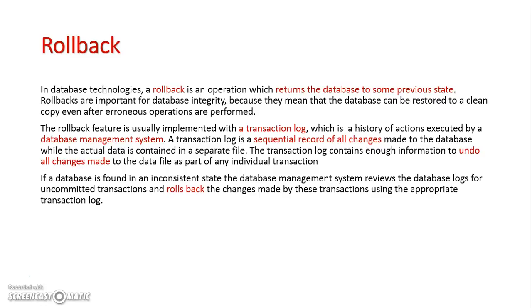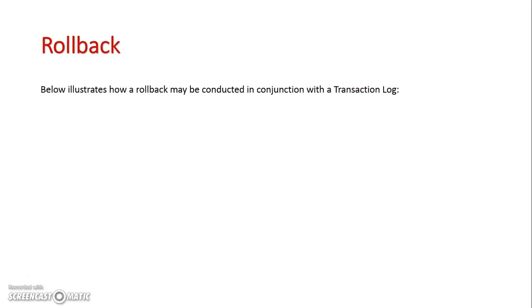Okay, so if a database is found to be in an inconsistent state, we get the transaction log and then we conduct a rollback to revert it back to a previous state. So let's have a look at this in a graphical format.